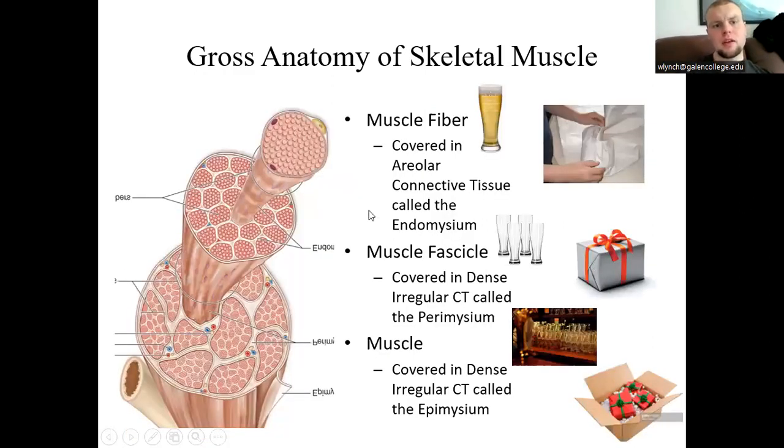So a muscle fiber, the individual myofibril, is going to be covered by connective tissue known as endomysium. Endo meaning inside, mysium meaning muscle tissue. So it is covered by areolar connective tissue known as the endomysium. The fascicle is going to be covered by what is known as the perimysium. Peri in the middle, this is a mid-level structure. So this is dense irregular connective tissue that is going to be wrapping around the fascicle. And then the muscle as a whole is covered by our epimysium. Epi meaning above or outside. So the epimysium is a dense irregular connective tissue sheath that is going to be wrapping around the entirety of the muscle.